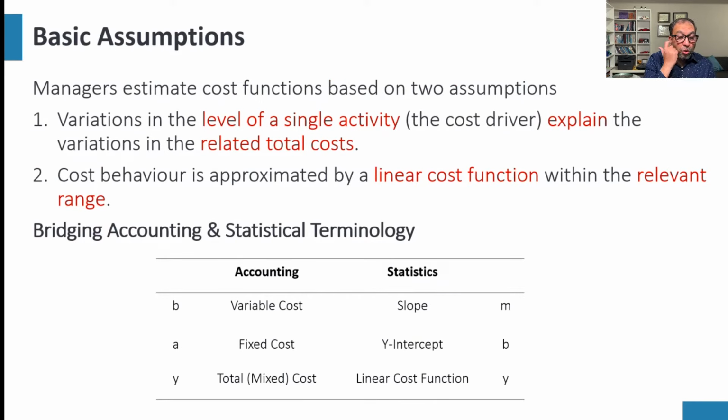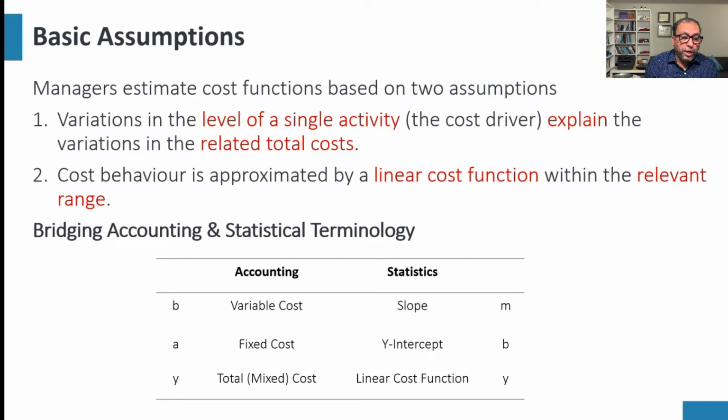We know that managers estimate cost based on two assumptions: variation in the level of a single activity, the cost driver, explains the variation in the related total cost. So that's a very linear equation. We all know, from grade 8 onward, you learn that relationship. And in a statistics way, we can say y is equal to b minus mx. Right, that's very mathematical.